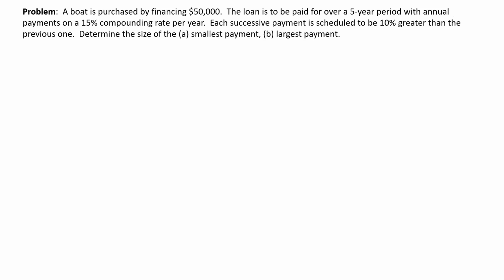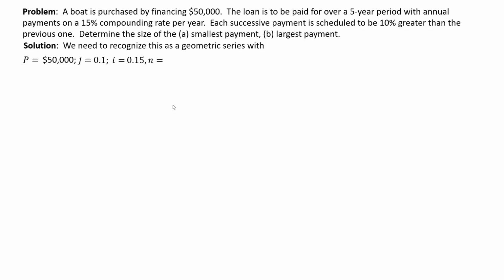Ooh, okay, that's interesting. Once again, this is a geometric gradient series, with P is 50,000, j is increasing, so 0.15. What? Oh no, the payment. I'm sorry. Payment is scheduled to be 10% greater, so j is 0.1 and i is 0.15. n is a 5-year period, so we got this. And what are they asking us? What is the smallest payment and what is the largest payment?